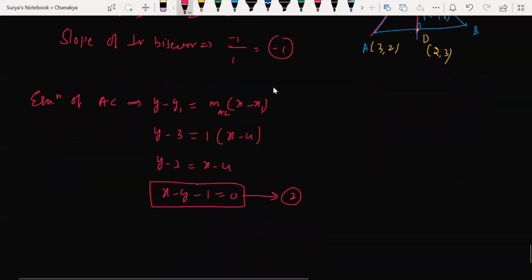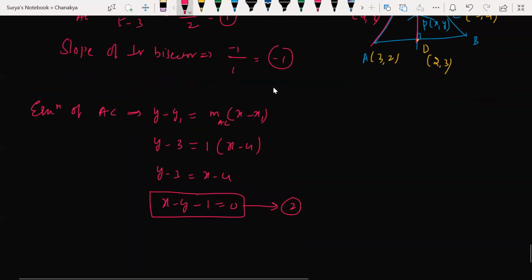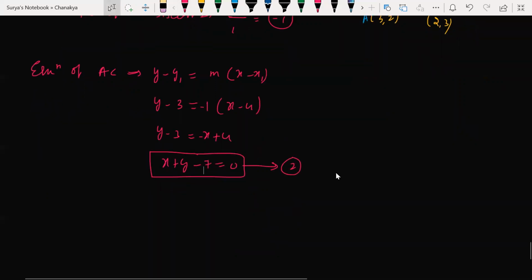So now the slope of the perpendicular bisector is minus 1. So minus x plus 4, so plus 7 you get here. That's it. x plus y minus 7 is equal to 0. Solving 1 and 2 now.